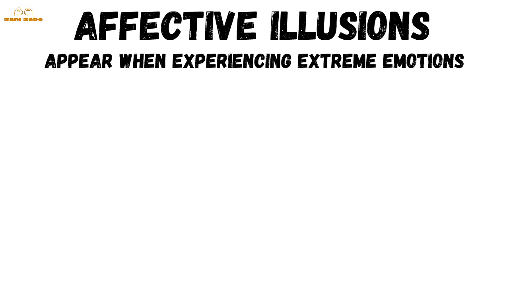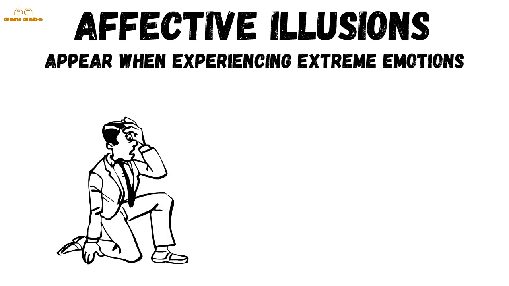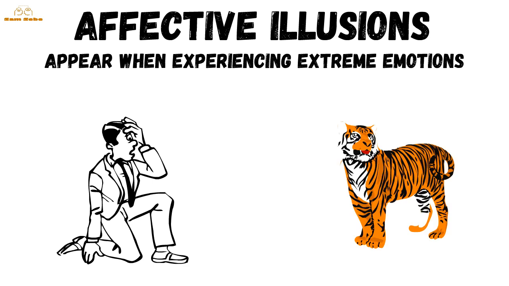The next type of pathological illusion is called affective illusion. It may appear during extremely strong emotions, most commonly during fear. While experiencing extreme fear, a tree, for example, may be misperceived as a perpetrator or monster.